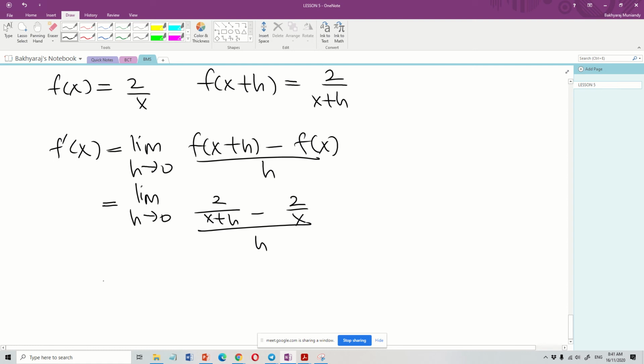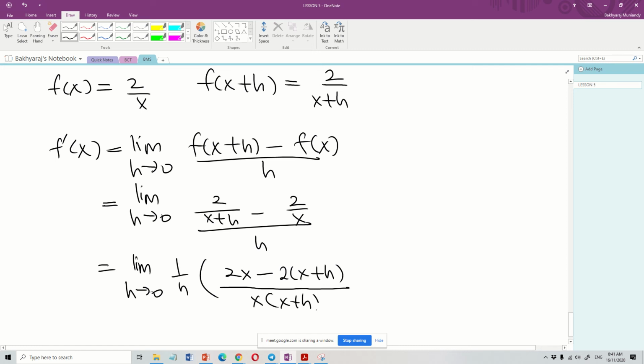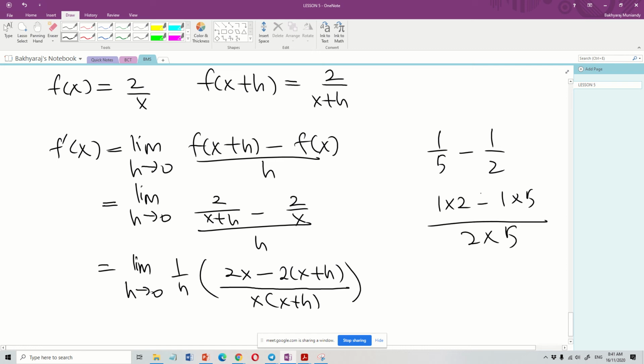So the h, what I do? I bring prime. So limit h approaches 0, 1 over h, and then I do cross multiplication. I get 2x minus 2 times x plus h divided by x times x plus h. Saya akan dapat nanti 1/5 tolak 1/2, begitu buat 1 kali 2 tolak 1 kali 5, lepas tu 2 kali 5. Ini standard you buat lah. This is what I did here. Exactly same thing, but I don't do in numbers lah. I do in variables.